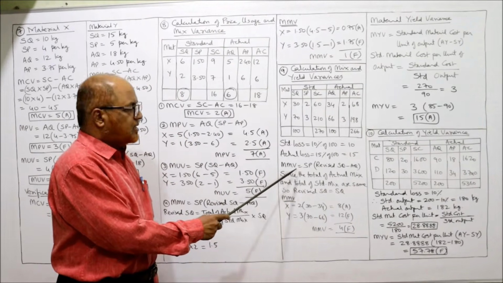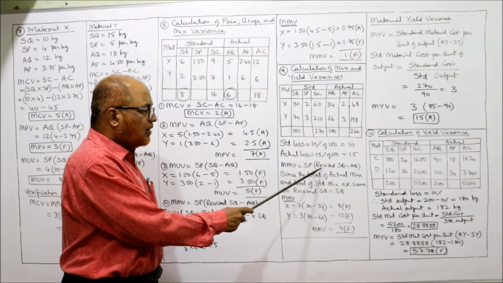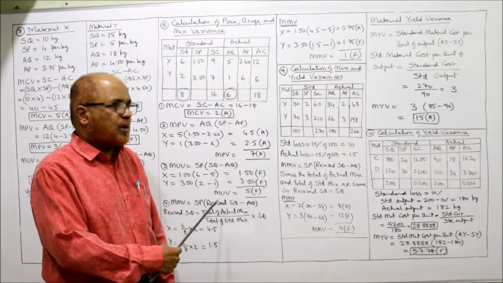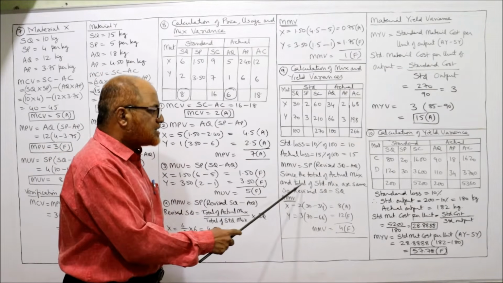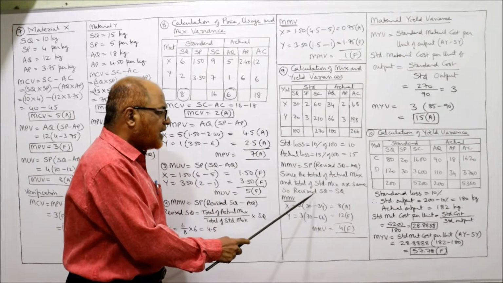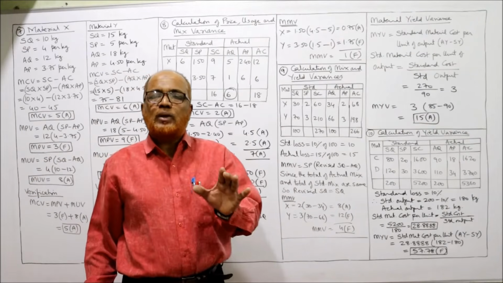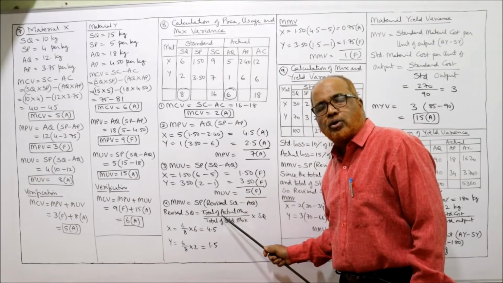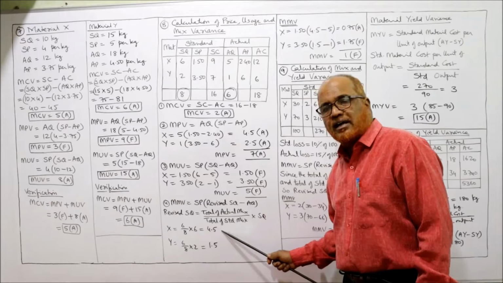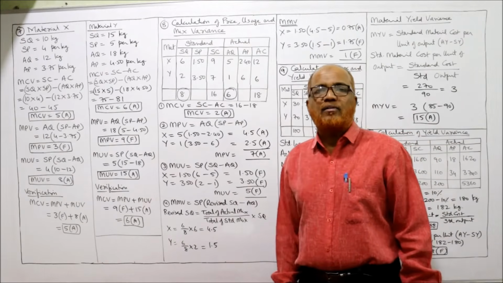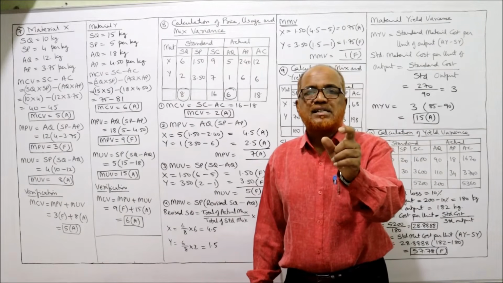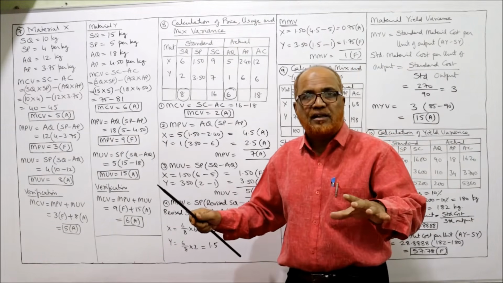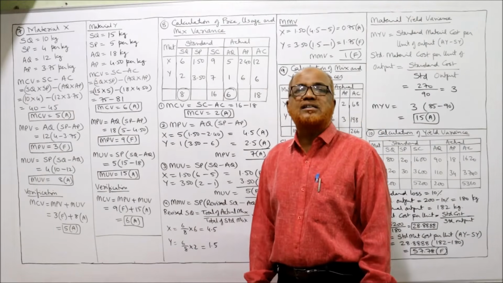MMV, material mix variance, is equal to standard price into revised SQ minus AQ. This is the formula we already applied in the previous problem. Since the total of actual mix and standard mix are same, revised SQ is SQ. Actually, there is a formula for revised SQ. Here I have written: revised SQ is equal to total of actual mix divided by total of standard mix into standard quantity. The formula we will apply only when the mixes are different. When the standard mix and actual mix are different, then we will apply the formula to find out revised SQ.